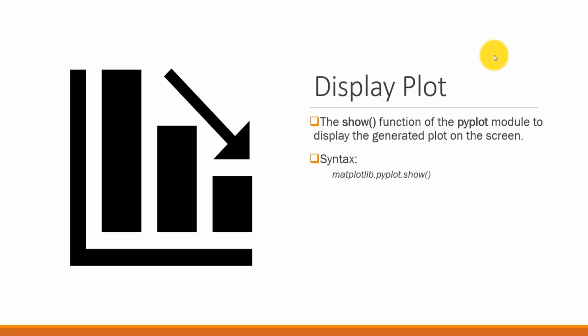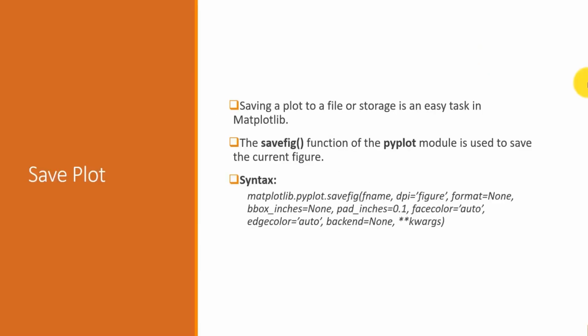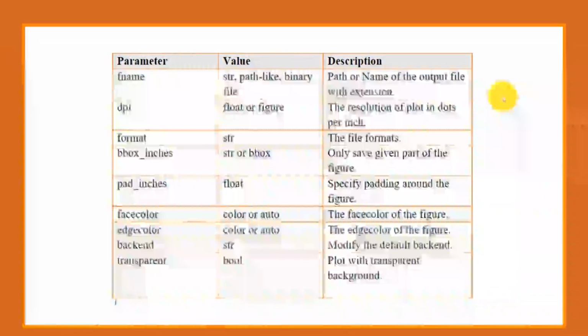So at that point we will need the save option, which lets us save this plot on a storage medium. Using matplotlib, saving a plot to a file or a storage is an easy task. The savefig function of the pyplot module is used to save the current figure, or we can say the current plot. And the syntax for this is matplotlib.pyplot.savefig. In this function we have different parameters.